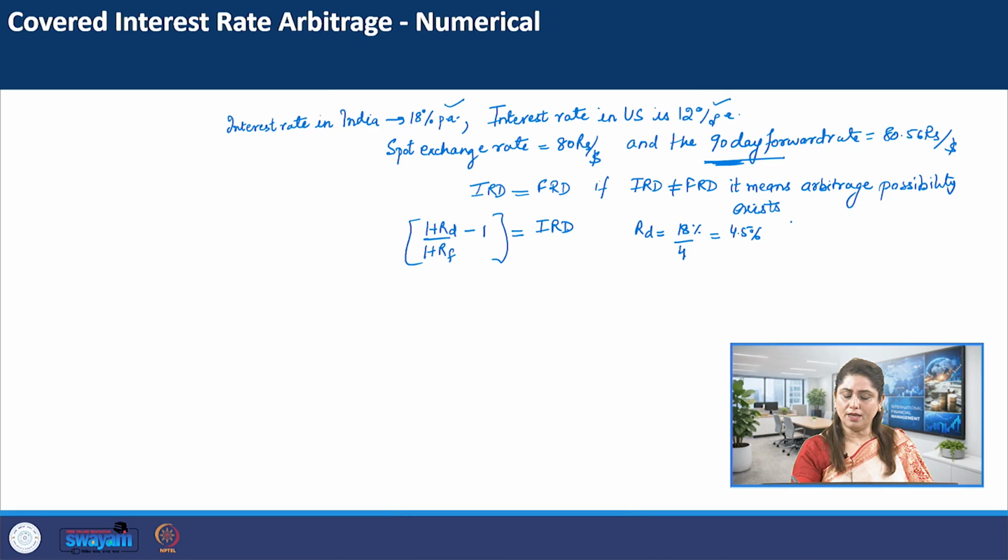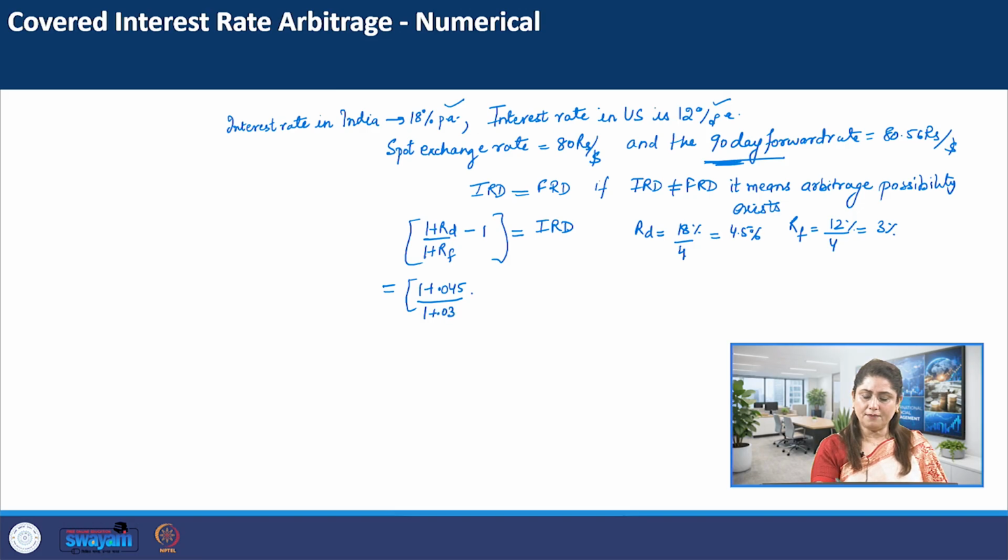Now we will calculate the RF, which is equal to 12% by 4. This gives us 3%. Now, putting in this equation, we have (1 plus 0.045) divided by (1 plus 0.03) minus 1. Now, our interest rate differential is equal to 1.5%.